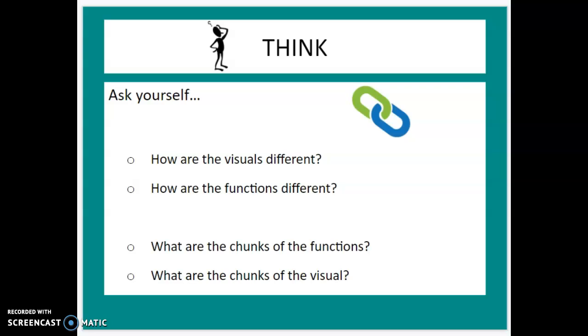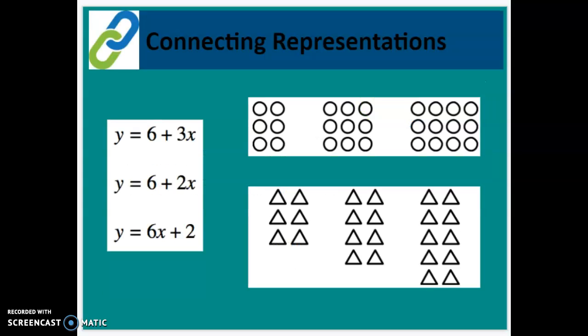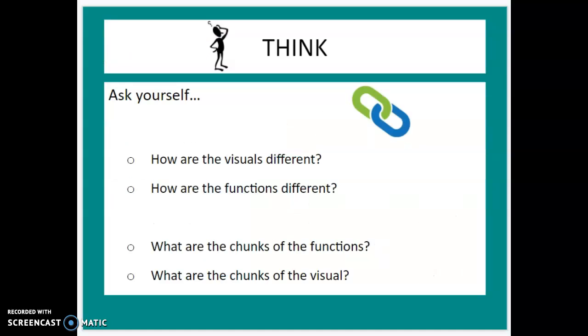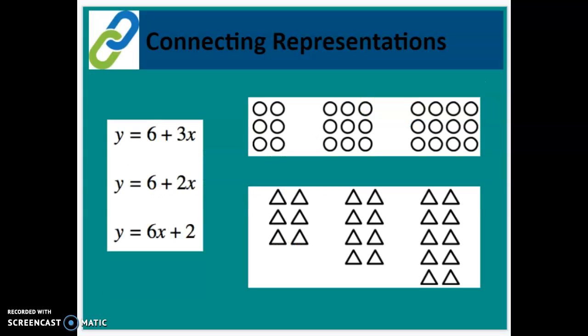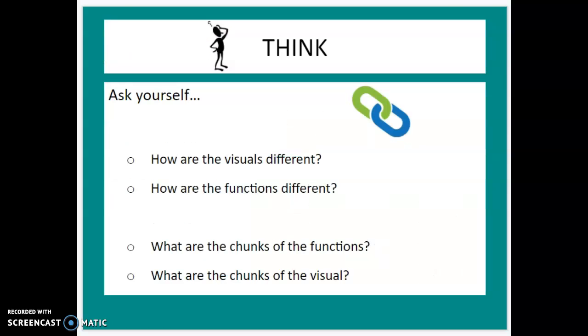Well, the visuals provide us with a visual representation, such as this with the circles and the triangles. While the function, we can see, is straightforward. It's y equals 6 plus 3x or something like that. So as you're thinking and jotting down, what are the chunks of the functions and what are the chunks of the visuals?